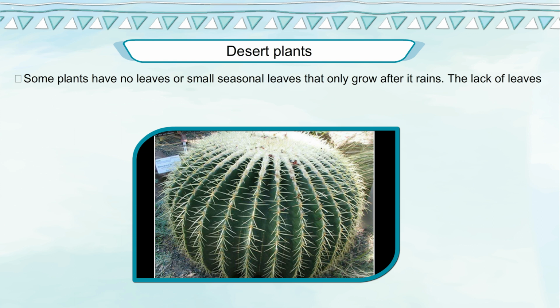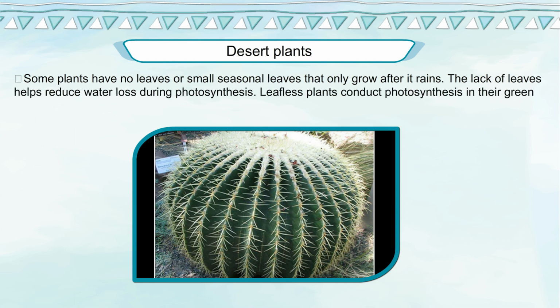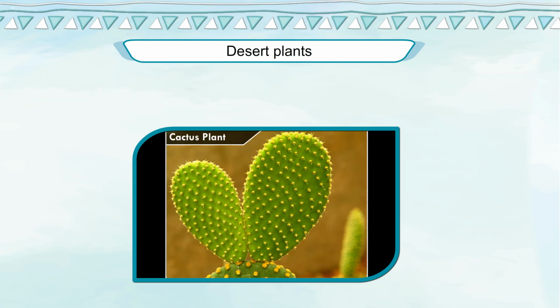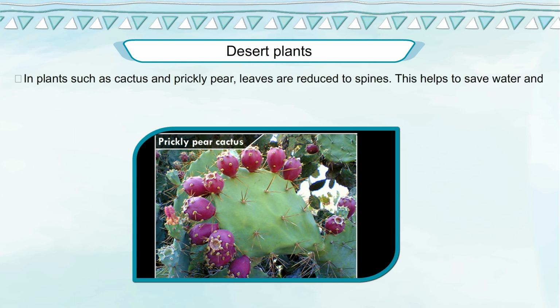Some plants have no leaves or small seasonal leaves that only grow after it rains. The lack of leaves helps reduce water loss during photosynthesis. Leafless plants conduct photosynthesis in their green stems. In plants such as cactus and prickly pear, leaves are reduced to spines. This helps to save water and keep animals away.